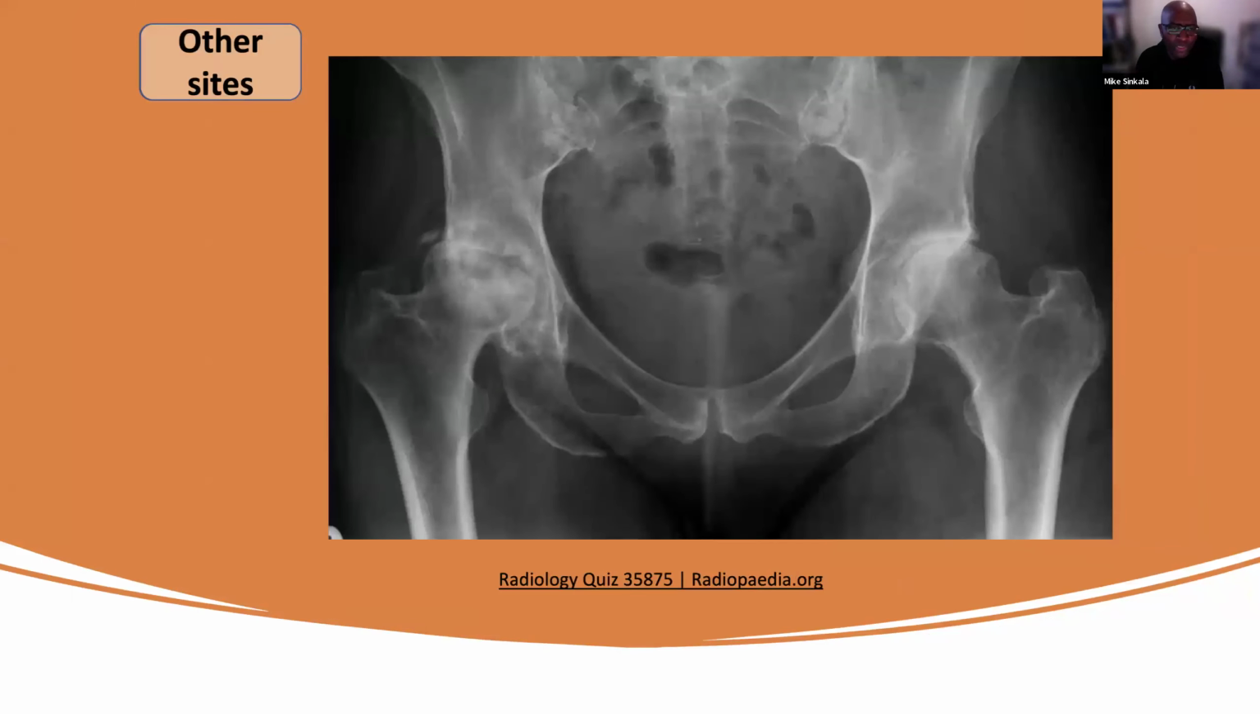This is another site where you can find osteoarthritis, in the hips. So in this case here, there is actually joint space narrowing. We can't delineate the femoroacetabular joint on the right side. And on the left side here too, we do have features of moderate to severe osteoarthritic changes characterized by joint space narrowing. We can see subchondral sclerosis and a tiny acetabular osteophyte on the left hip. On the right side here, we do have significant joint space narrowing. We can see subchondral cysts involving the acetabular roof and the femoral head.